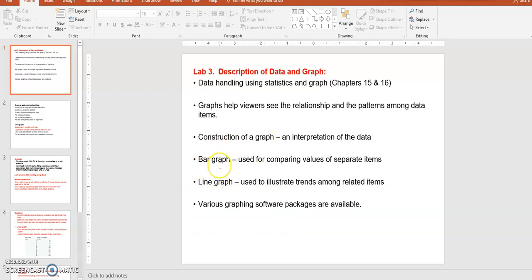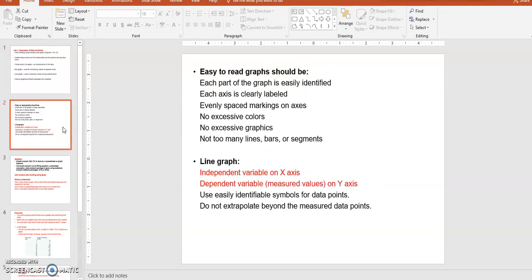Bar graph will probably be the simple form, and in a lot of cases when you carry out an experiment you will use a linear line graph form. So you don't have to do that manually. Of course, there is software available, especially Excel, which will be very helpful for graphing. So you will do a lab on Excel today.